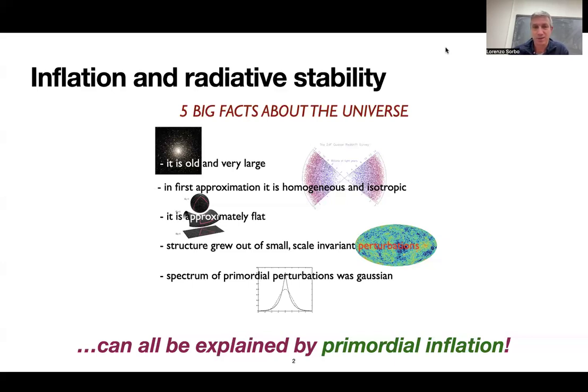The universe is old, and very large by all standards. In first approximation, it's homogeneous and isotropic, and we know that its spatial sections are flat at the percent level. Structure grew out of small scale invariant perturbations. The structure is the galaxies or clusters of galaxies we live in. And the spectrum of primordial perturbations was Gaussian to a very high degree, let's say at least a part in 10 to the 3 or so.